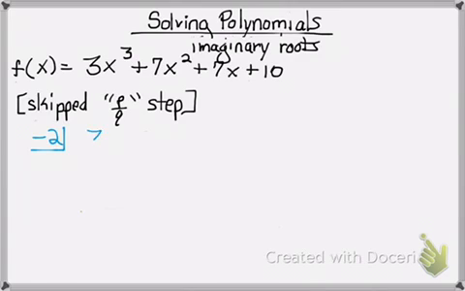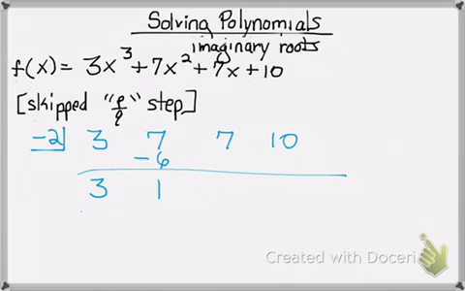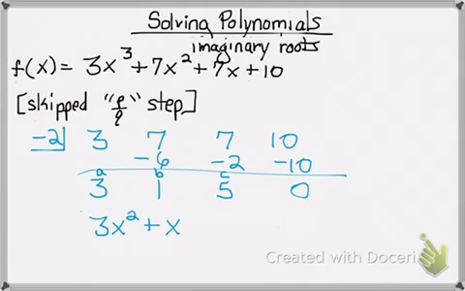Write my coefficients out. 3, 7, 7, and 10. Bring down my first number. Multiply, add straight down, multiply, add straight down, multiply, add straight down. Now, in this case, we do not have to do synthetic division again. You want to know why? We already have our A, B, and C. So, of course, it's going to be 3x squared plus 1x plus 5. So now we can move on to the step of doing the quadratic formula.